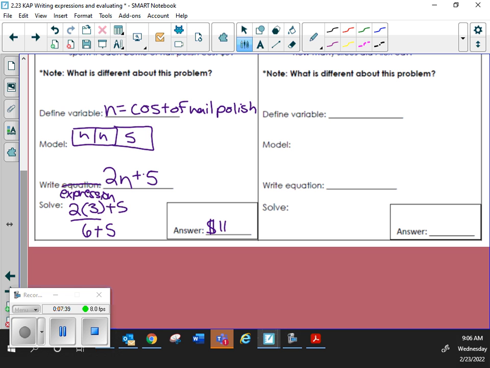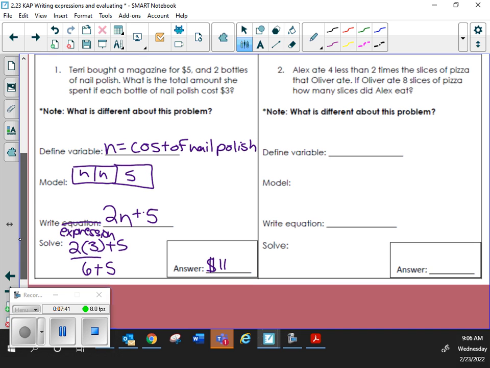Okay, y'all go ahead, try that next one once you finish copying. Pause and play when you're ready to check number 2. All right, here we go. Alex ate 4 less than 2 times the size of the pizza that Oliver ate. I'm going to pause there. Less than means subtract, and 2 times means multiply. 4 less than 2 times the slices of pizza that Oliver ate.